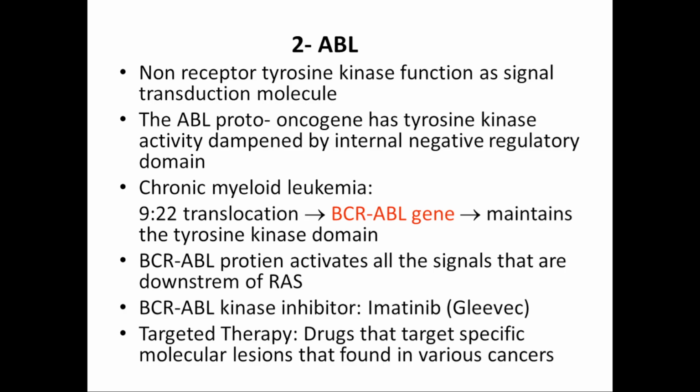The ABL proto-oncogene has tyrosine kinase activity; tyrosine kinases initiate the growth or division of the cell. In CML, chronic myelogenous leukemia, we saw the 9;22 translocation. It forms the BCR-ABL gene, which contains the tyrosine kinase domain. It is a new protein that has maintained tyrosine kinase activity, with constant stimulation by the tyrosine kinase. It activates all the signals that are downstream of RAS. BCR-ABL kinase inhibitors like imatinib or Gleevec are used as targeted therapy.